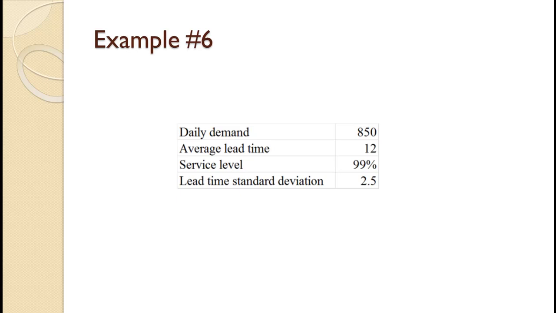Now, here's an example for you to try. Daily demand is 850 and average lead time is 12 days with a standard deviation of 2.5. The company desires a 99% service level. Calculate the reorder point. Since you've seen an example already, let me suggest that you pause the video and try to work this problem on your own. Once you're done, you can use the video to check your work and spot any mistakes you might have made.